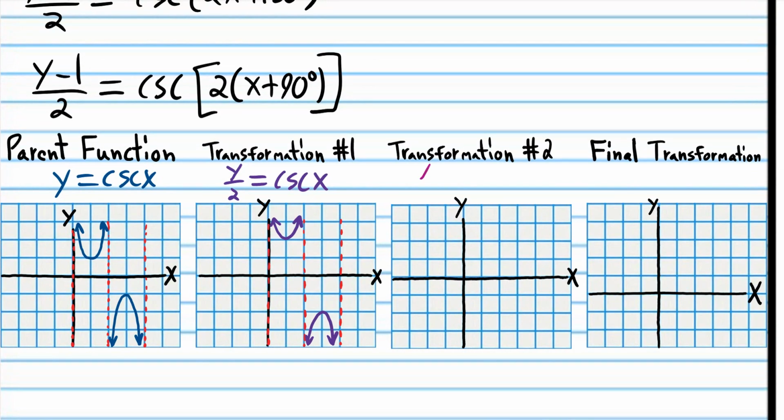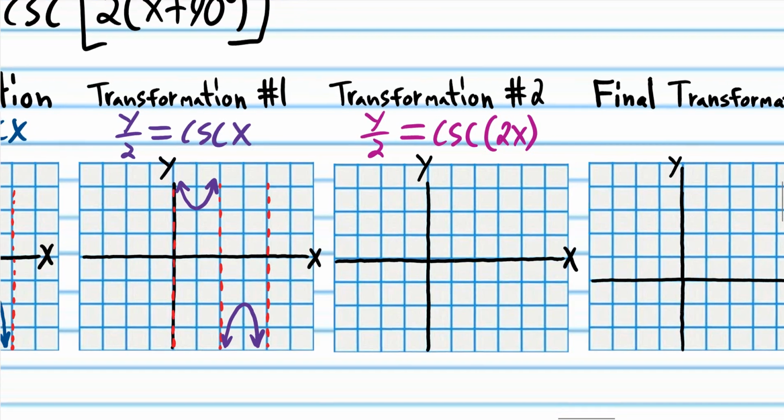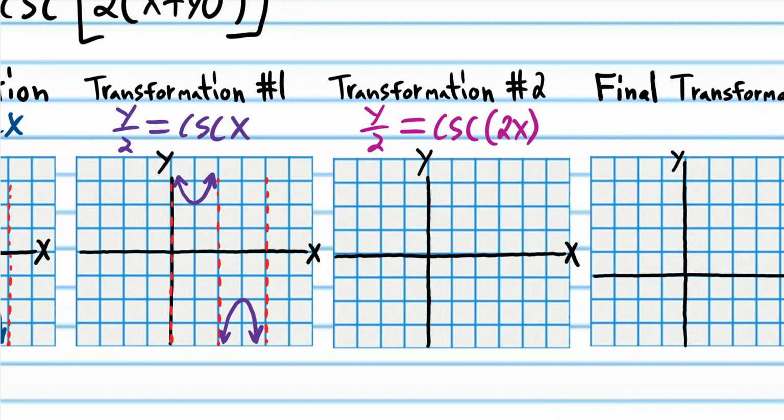So now we're going to take that previous graph and we're going to multiply x by 2. So that's a horizontal compression. So instead of the period being 360, which is what it usually is, each box is 90 degrees, so we have a total of 360 degrees before the cycle repeats. And we start getting other u's.